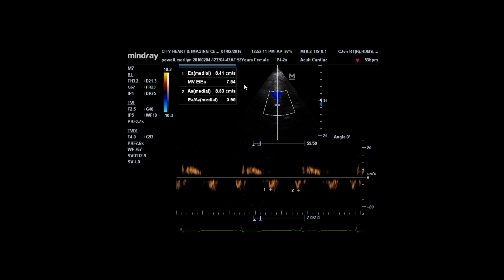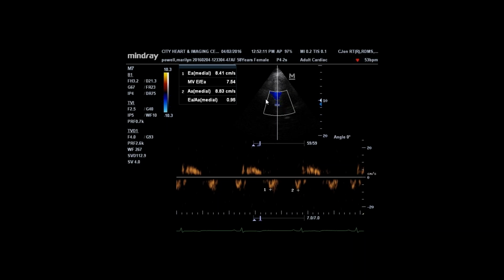Your two-dimensional echo is on top. Your cursor is right here. Your mitral valve is right inside there. This is what we call your medial mitral annular plane, and this is the lateral mitral annular plane. You put your sample volume at the medial mitral annular plane, and you're looking at the velocity of that plane.